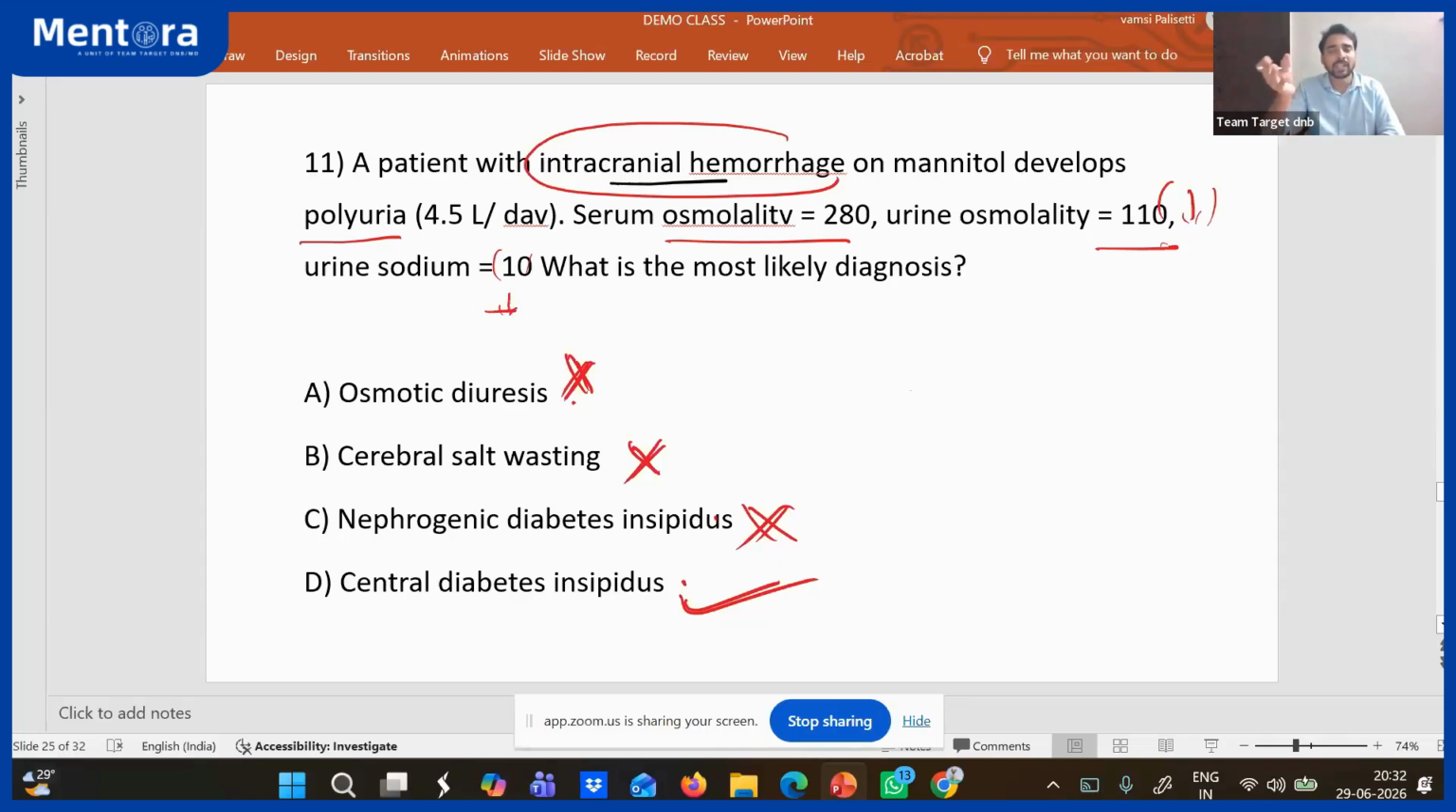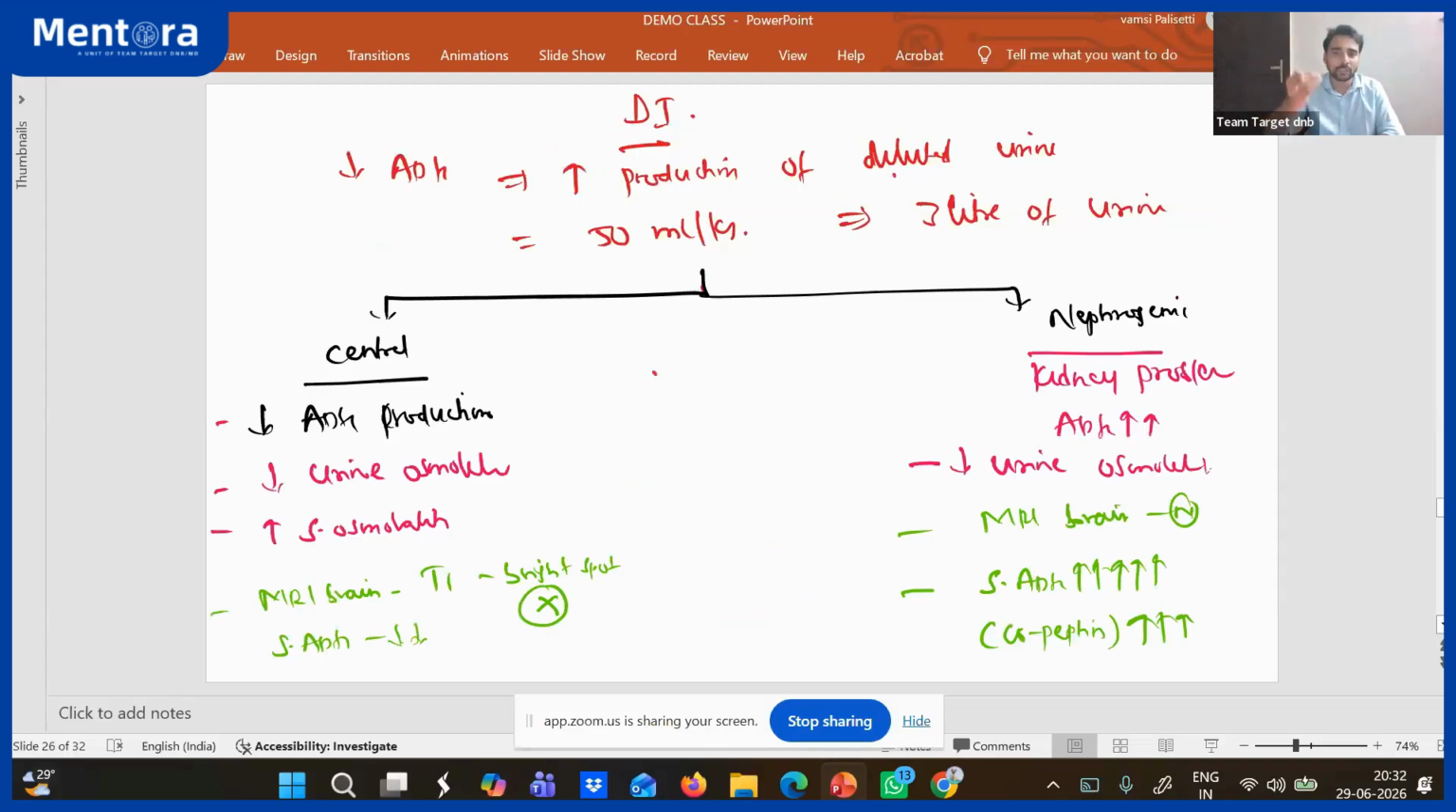Especially if the problem is in the brain, it's central diabetes insipidus. So that's why we discussed central diabetes insipidus. Because ADH is low. If ADH is low, it is not absorbing, so more amount of free water is going in urine. So urine osmolality is low and serum osmolality is high. Right? How will you diagnose?